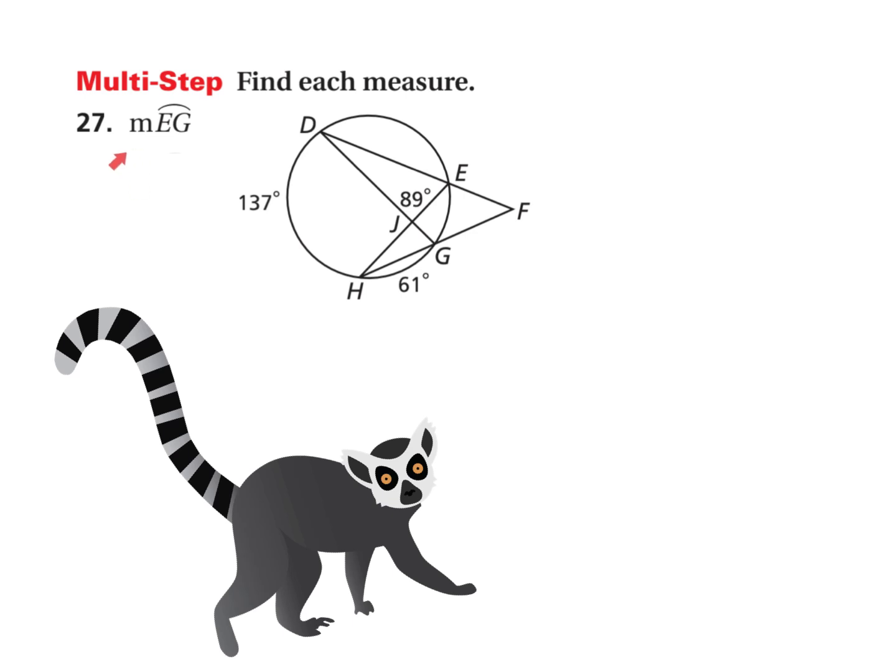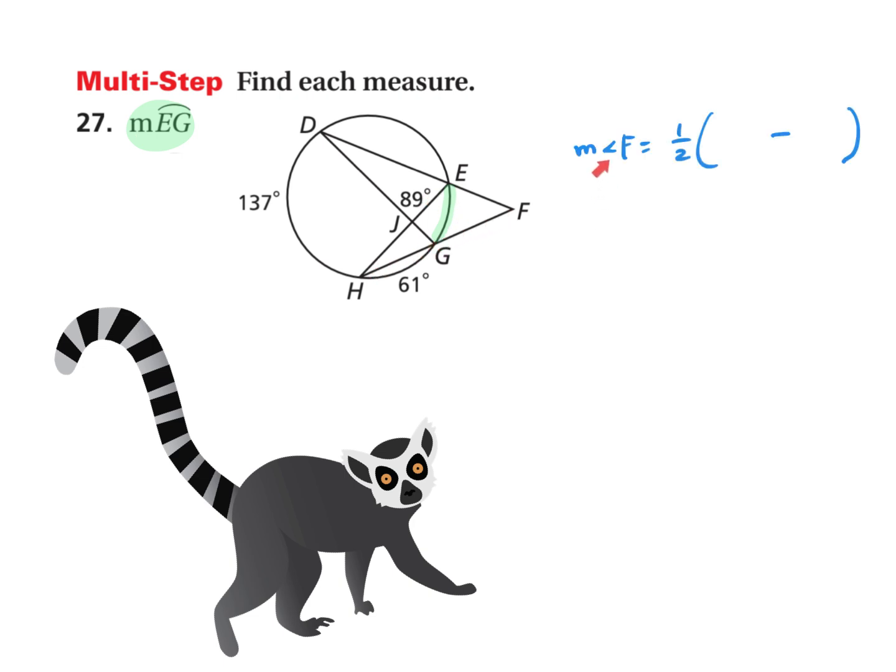Quite a few students have asked about number 27. How do we find the measure of arc EG? Well, I'm guessing a lot of people thought, let's use the brand new idea that we just learned about an angle whose vertex is on the exterior of the circle and whose rays are two secants.